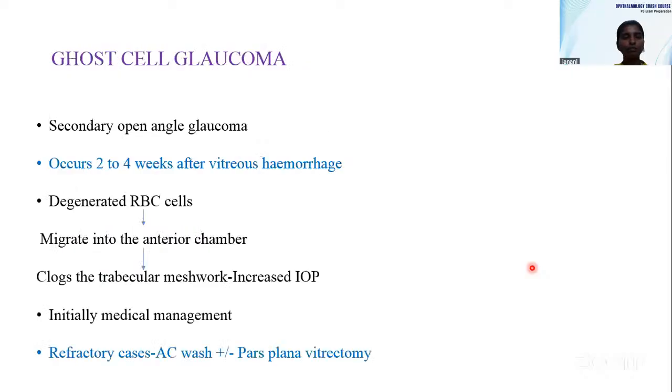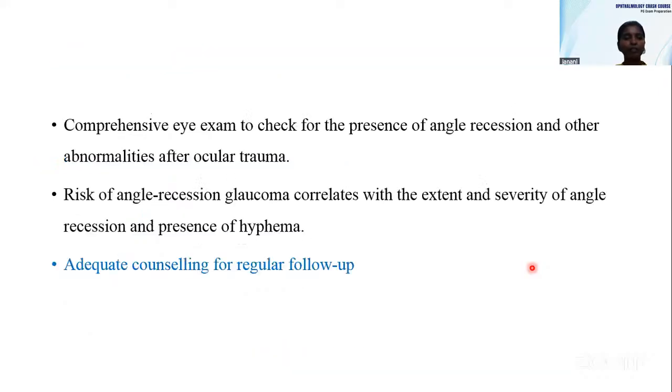And coming to Ghost cell glaucoma, it is a secondary open-angle glaucoma which occurs 2 to 4 weeks after the vitreous hemorrhage. Here, the degenerated RBCs migrate into the anterior chamber, clogging the trabecular meshwork, causing increased IOP. Initially, we use medical management for controlling the IOP. In refractory cases, we should plan for AC wash plus or minus pars plana vitrectomy.